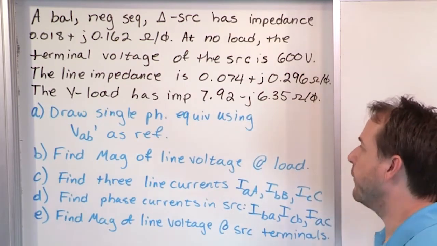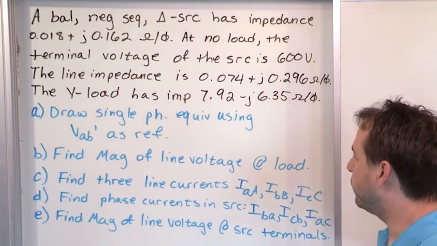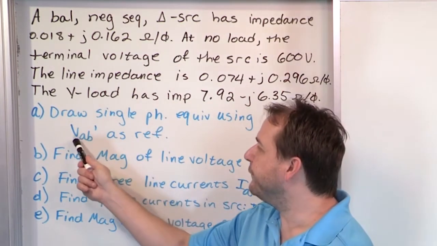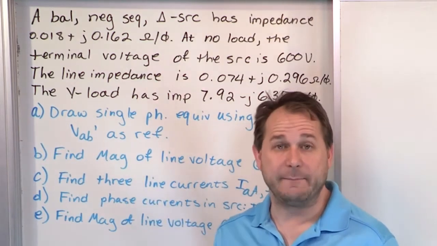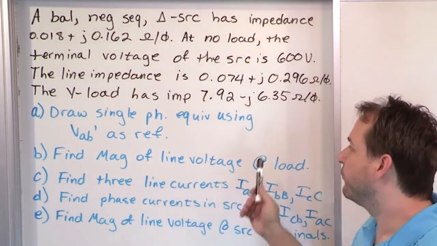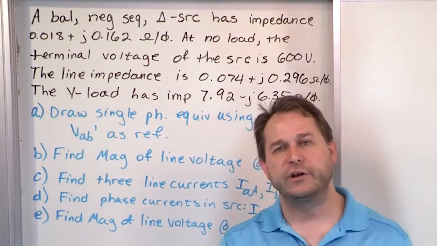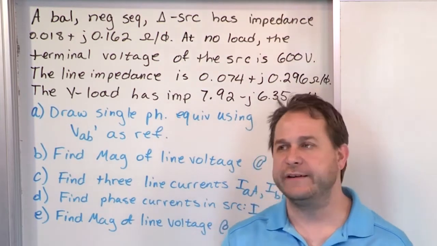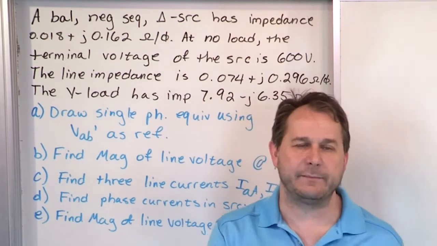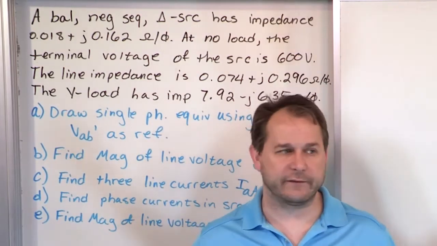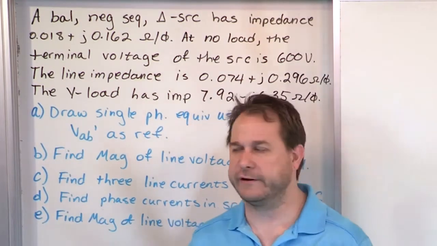So we have 5 things we want to do. The first thing is what we usually want to do anyway, and that's to draw a single phase equivalent circuit, but it says to use VAB prime as the reference. I'm going to get back into what that means in a second, but basically, when you're using something as a reference, it means you want to use that as your 0-degree phase. When you see a problem that says use this as a reference, it's code for take that to be 0 degrees phase, and every other phase angle in the circuit is just going to be relative to that reference.